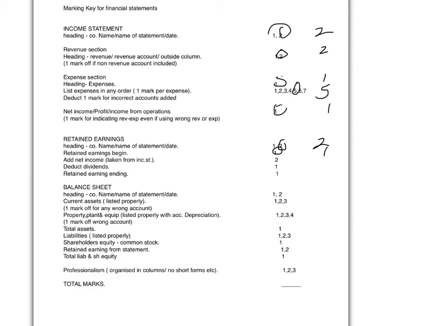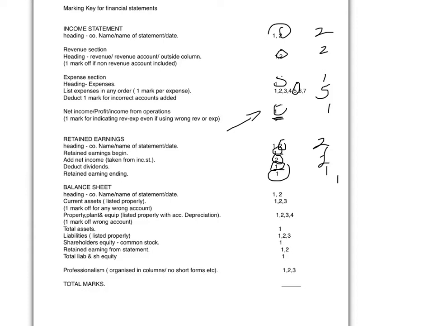Then they add the net income. Now, the net income is whatever they got up here. Even if it's wrong, they add it. They take the net income that they have gotten here, whatever that answer is, and put it here. We give them 2 marks for that. If there were dividends, and dividends would be deducted, they showed that, 1 mark. And they summarize it all with retained earnings ending. Okay, so there's an extra 6 marks there.